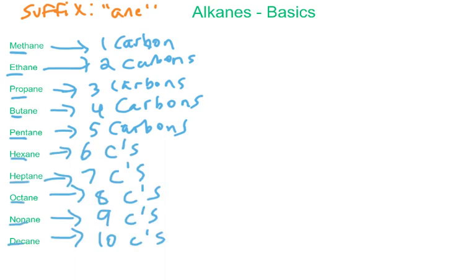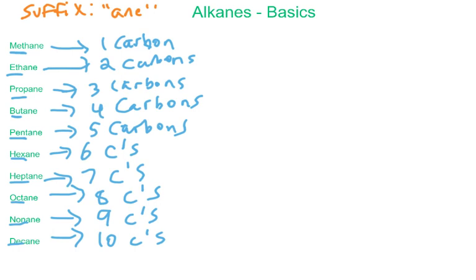Alright, so far this seems pretty straightforward, right? You just know the prefixes and then you know how many carbons it has, like we went over. Okay, so just to review, methane, 1 carbon, ethane, 2 carbons, propane, 3 carbons, butane is 4 carbons, pentane is 5 carbons, hexane is 6, heptane is 7, octane is 8, nonane and decane are 9 and 10 respectively, right? Now, what do we do with this information, right?